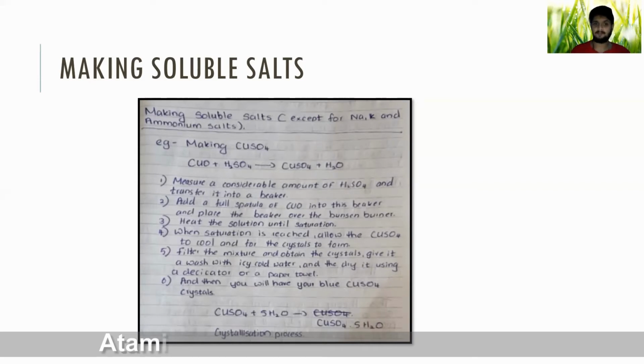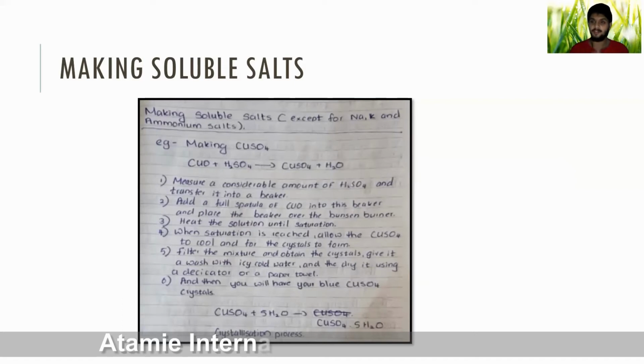So we have the two reactants, and then you put the copper oxide into the beaker in which you have already transferred your sulfuric acid. Now we have a beaker filled with copper oxide and sulfuric acid. So what do we do? You place it under a Bunsen burner.